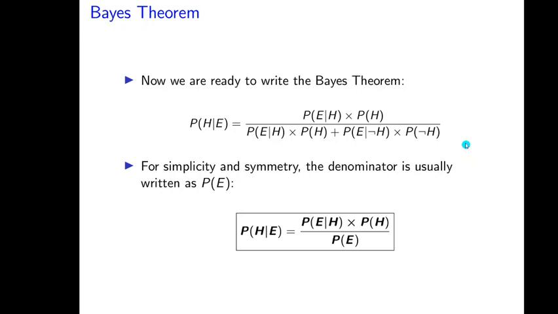And for simplicity and symmetry, the denominator of the right hand side is usually expressed as the probability of E. And now we have the simple and most famous expression of Bayes' theorem: P of H given E equals the probability of E given H times the probability of H, divided by the marginal likelihood, the probability of E.